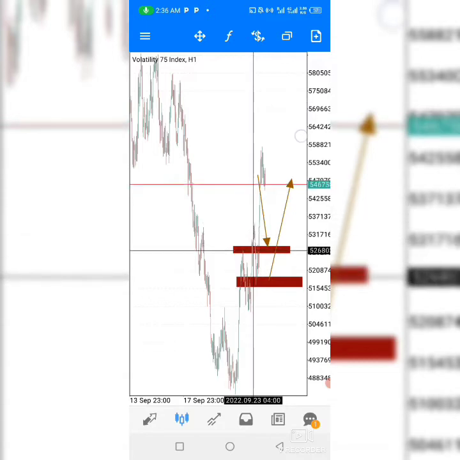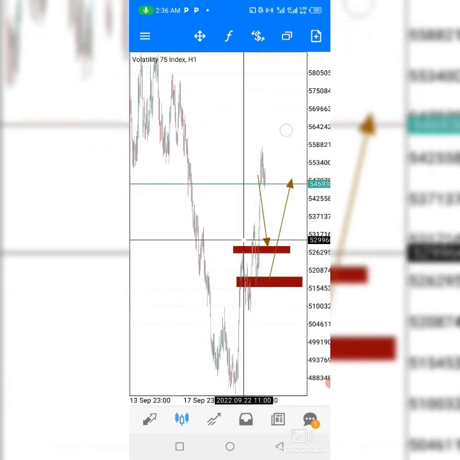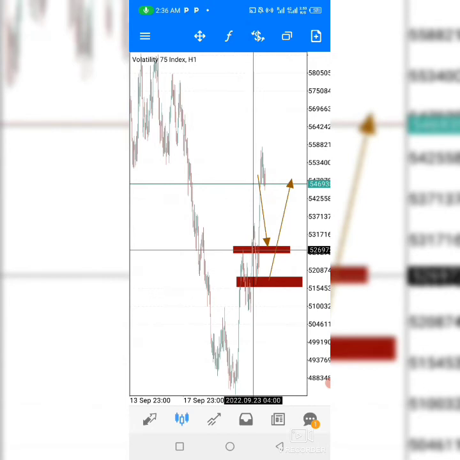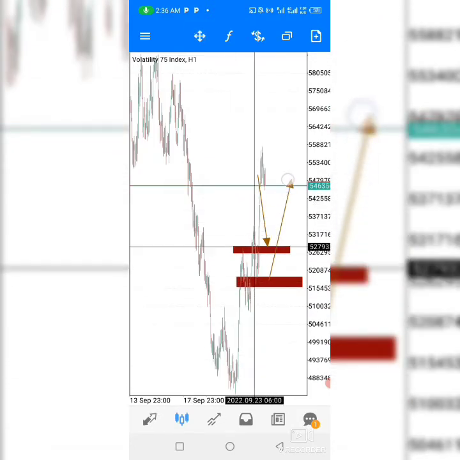Instead of it having support at this level, it has to come back near here, like near this place, to have support. So you see how the market is behaving. It doesn't behave in a perfect way. It behaves in a cunning and confusing manner. But you need to be strategic for things to work. It's not a must that you trade every trade you see.